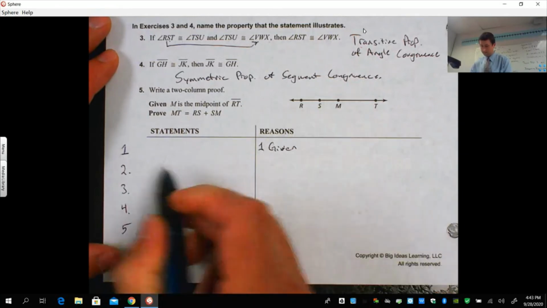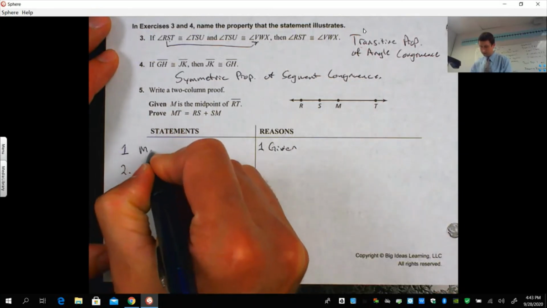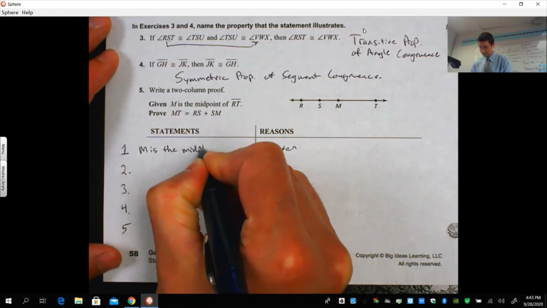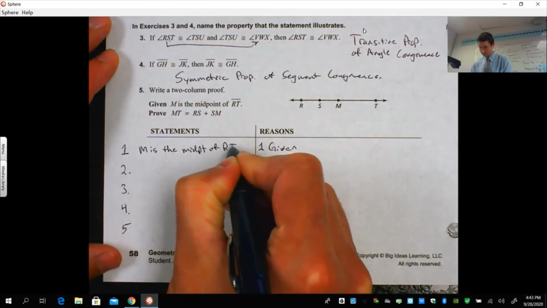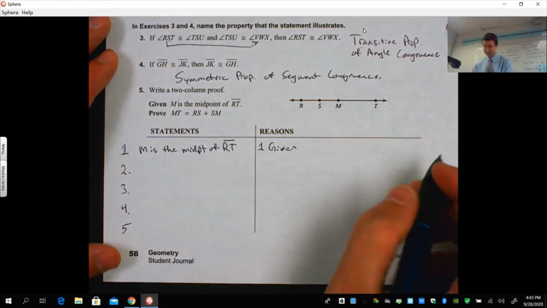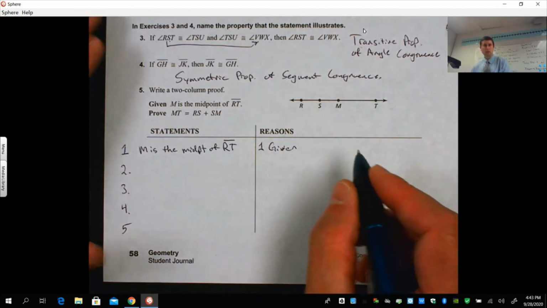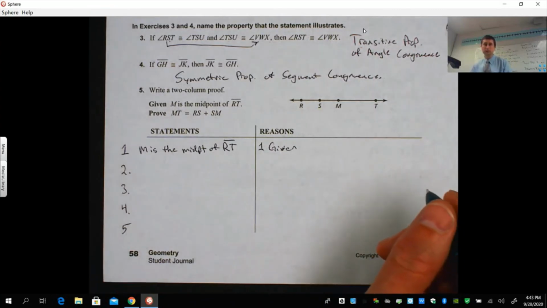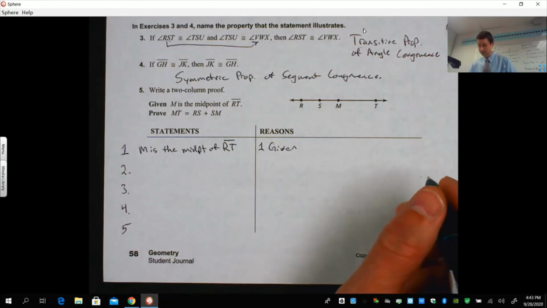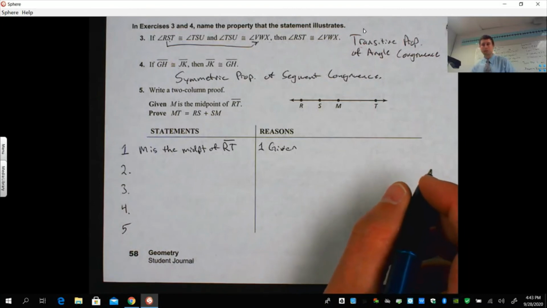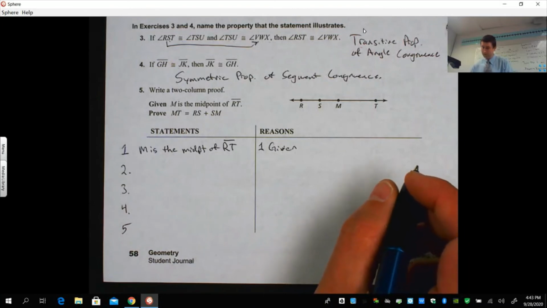So we're going to say M is the midpoint of RT. That's our given. So from that, what do we know? Sometimes you start somewhere and you may not get there. This is where it's very important to just be persistent and keep trying. Proofs may have different steps for different people, depending on what properties and what theorems you remember.